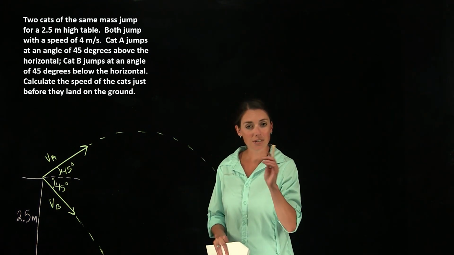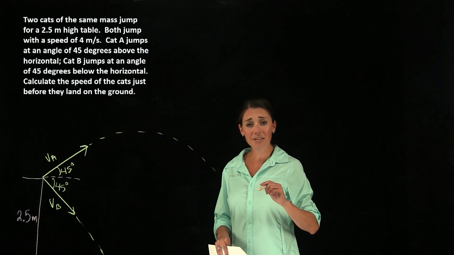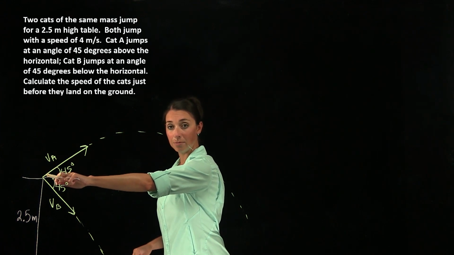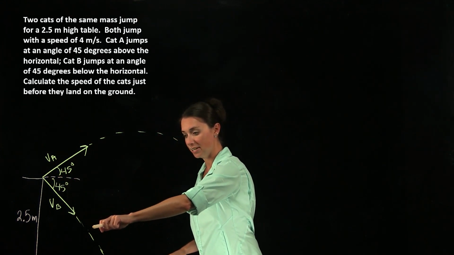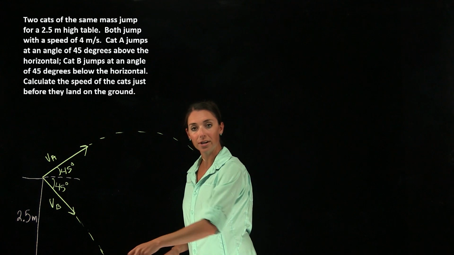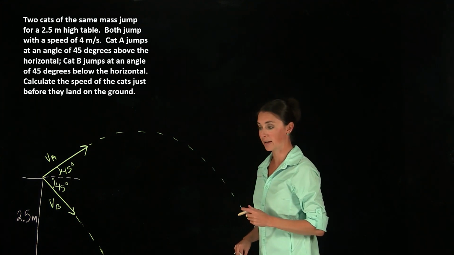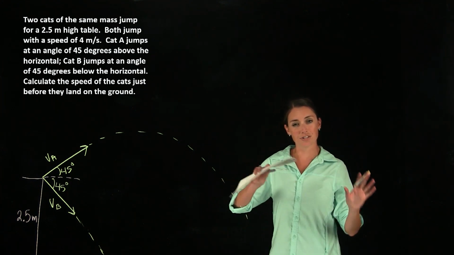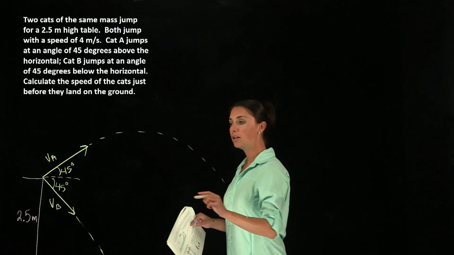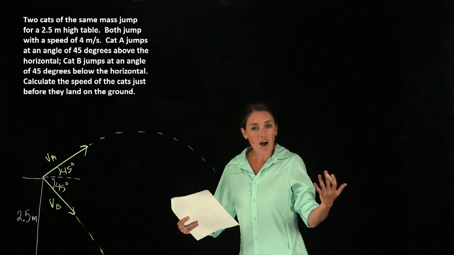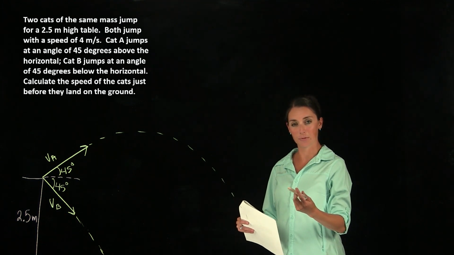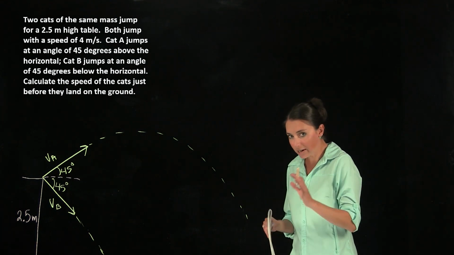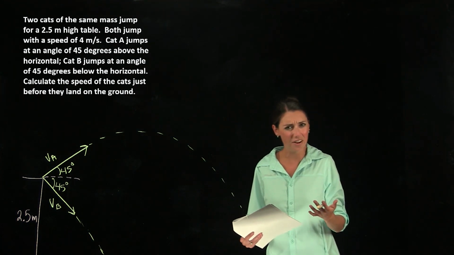So I'll start by just talking about cat B for a second. Cat B is going to start up at the top of the table, and then jumps, and then he's going to start going a little bit faster as the cat approaches the ground. So if I think about this from a work-energy perspective, what non-conservative forces are present that would be acting on the cats? Something non-conservative. And hopefully you've thought about this and realized that there's really not any non-conservative forces.